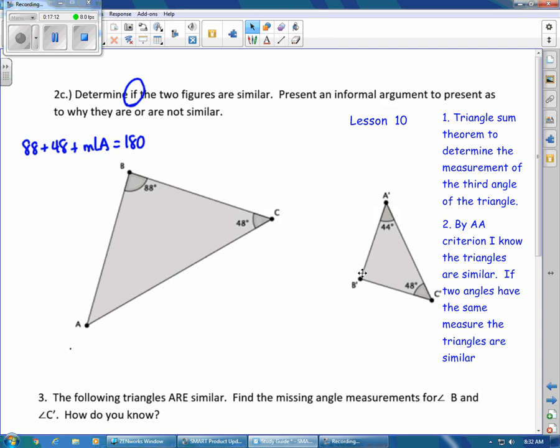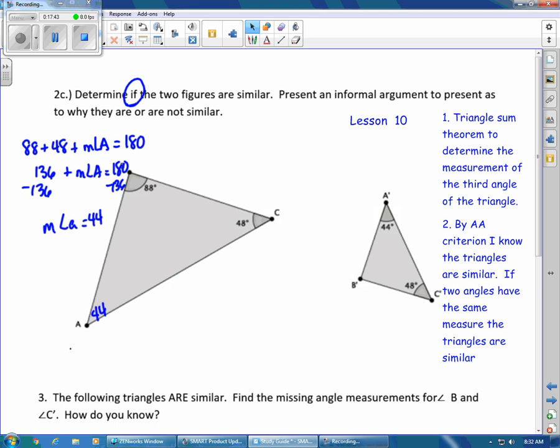I'm going to add 88 and 48. Again, use a calculator, guys. I can't tell you how often I'm grading a test and people are just making silly addition or subtraction errors. So even if you think you know it, check it in your calculator. 136 plus the measure of angle A is going to be 180. I'm going to subtract 136 from both sides, and I know the measure of angle A, 180 minus 136, is going to be 44 degrees.